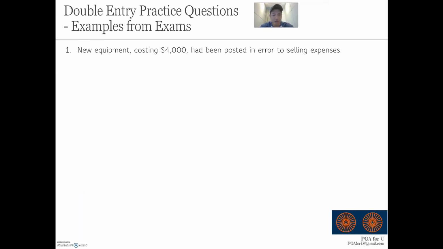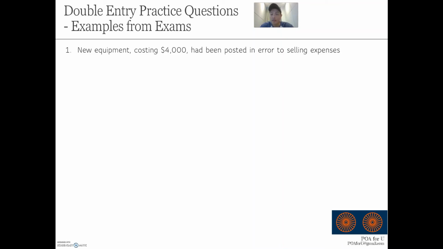Okay, number 1, new equipment 4,000 has been posted in error to selling expense. So what's happening here? There was an error made and you need to correct that error. And how is the error made? Instead of posting it to new equipment, there was a posting to selling expense instead. All right, so do you want to bring down selling expense? Yes, because too much has been posted to it. And do you want to bring up equipment? Yes, because the equipment cost, I think $4,000, was never correctly posted to the new equipment account, right?